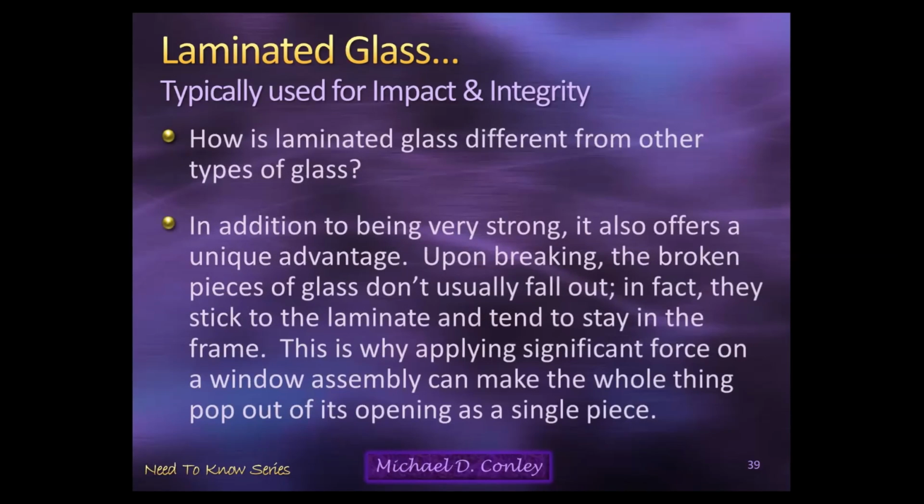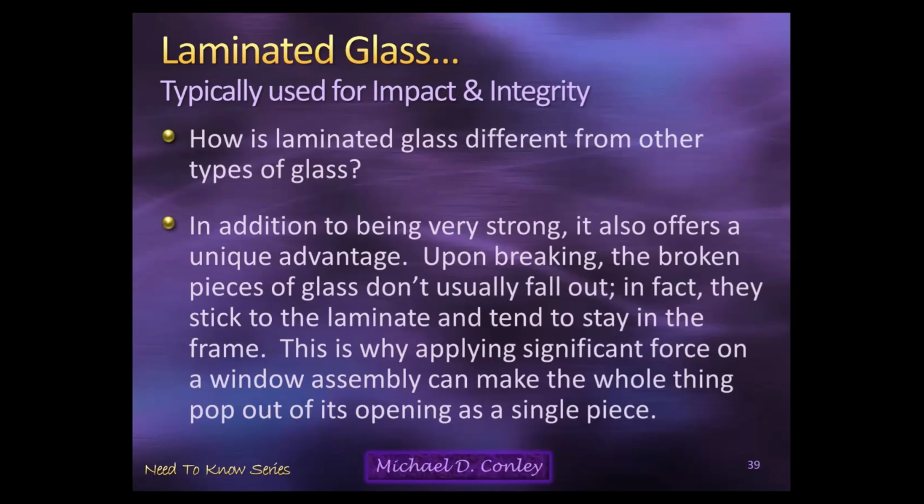How is laminated glass different from other types of glass? In addition to being very strong, it also offers a unique advantage. Upon breaking, the broken pieces of glass don't usually fall out. In fact, they stick to the laminate and tend to stay in the frame.